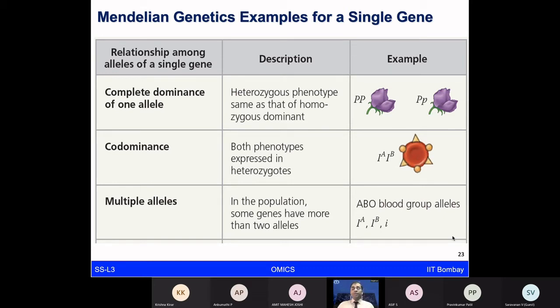So now let's take a couple of other examples, which are more familiar to us. So far, we just talked about the pea plant, and I hope it is now clear that we are talking about a single gene, and there are two alleles of that gene, which show some variation. Even if there is one capital P present, it is going to show the purple flower. But if both are small p's, it will show the recessive characteristic, which is the white flower.